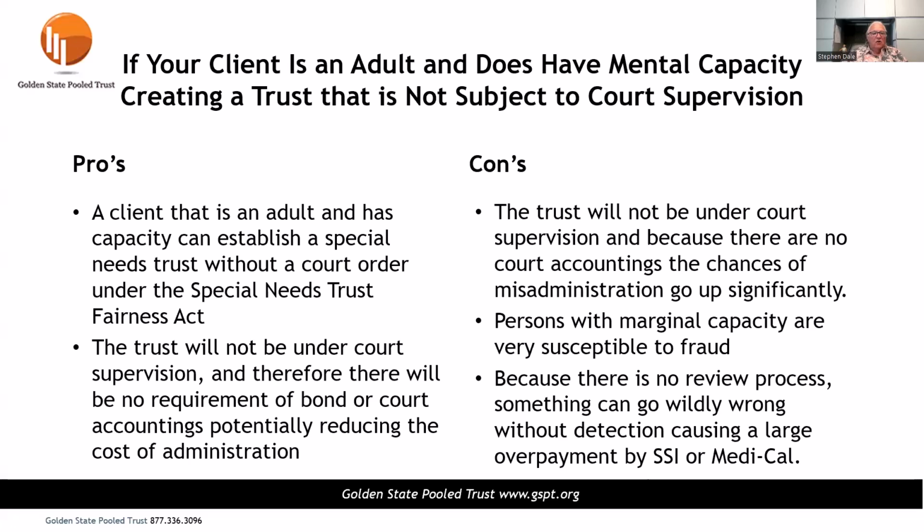Persons with marginal capacity are very susceptible to fraud. People with good capacity are highly susceptible to fraud too, but there we go. Because there's no review, something can go wrong without detection, causing a large overpayment to SSI or Medi-Cal, or even worse. I'll tell you for myself, part of this is whenever I'm doing this planning, in the back of my mind, I'm going, where is this going to go wrong? Right? Having a healthy paranoia might be a good thing, right? Here. And so in a case like that, I might want to make sure there's a care manager watching what's going on.